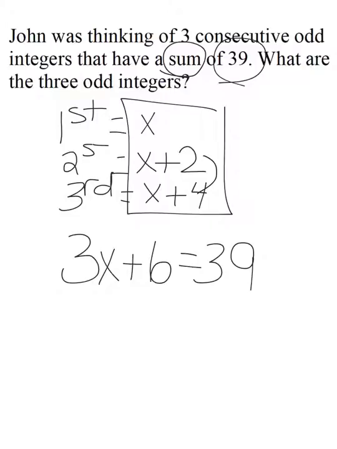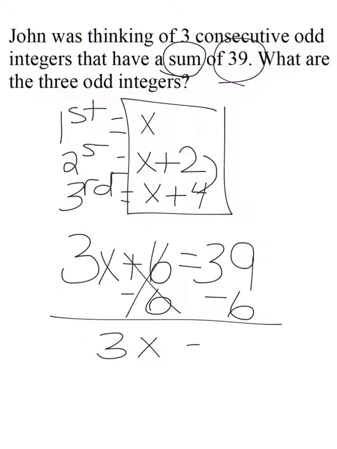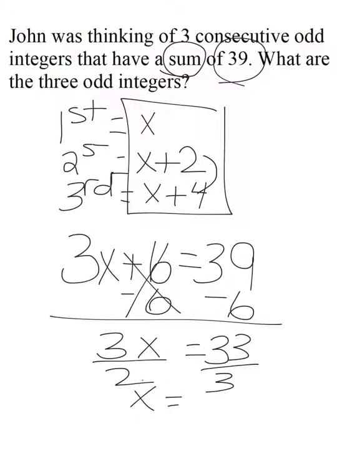All right, so 3x plus 6, I would want to cancel out that positive 6 with a negative 6. That gives me 3x is equal to 33. Now I would divide by 3, and I see that my first one, my x, is 11. So if the first one is 11, and that worked out because it's odd, the next one would be 2 away, or the next odd number, which is 13. And then my final one would be 2 more away, or the next odd number, which is 15. If you add those together, they give you a sum of 39.